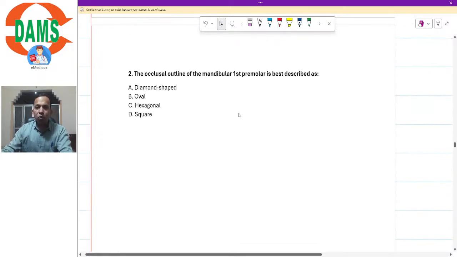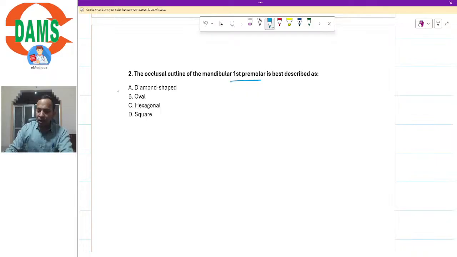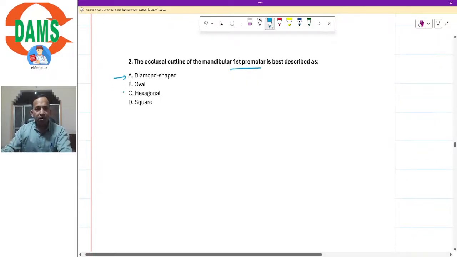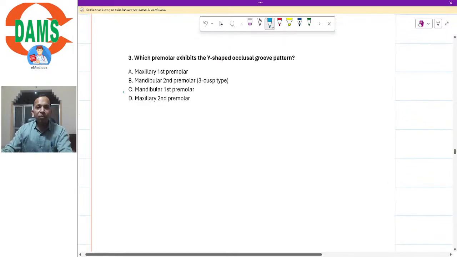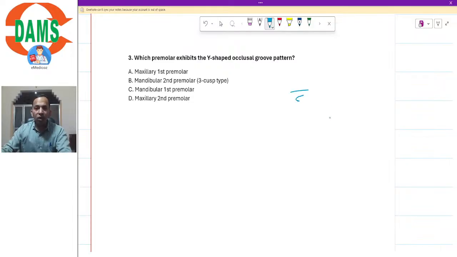Next question, the occlusal outline of mandibular first premolar is best described as. So mandibular first premolar, as we just discussed, resembles the maxillary canine, and therefore its outline is described as diamond shaped. Which premolar exhibits a Y-shaped occlusal groove pattern? हमने डिस्कस किया था कि mandibular second premolar has three types of occlusal groove pattern or central groove pattern. Occlusal groove or central groove, it's one and the same thing. Either it's Y or H or U-shaped. So Y pattern would be seen in mandibular second premolar, which has three cusps, right? So option B.